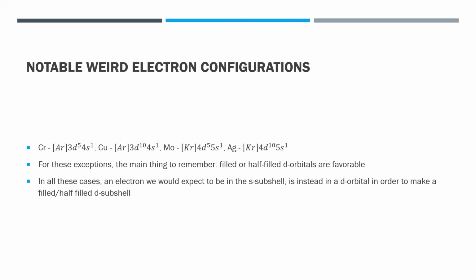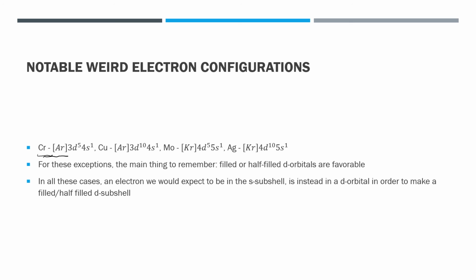Now I just want to discuss some weird electron configurations, and you shouldn't really memorize all of the weird ones. I just want to give some reasoning for why some notable weird ones happen. So here in the first bullet point, I just list out the notable weird ones, and you can see there's a little bit of a pattern.